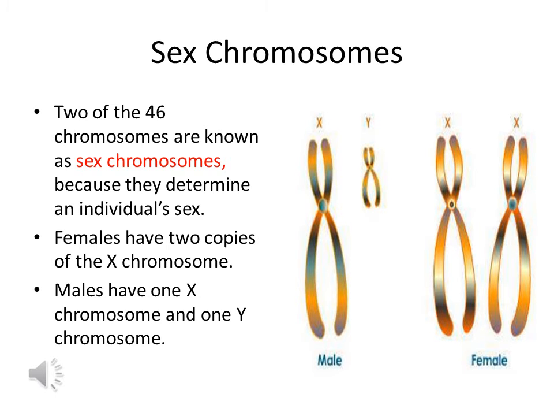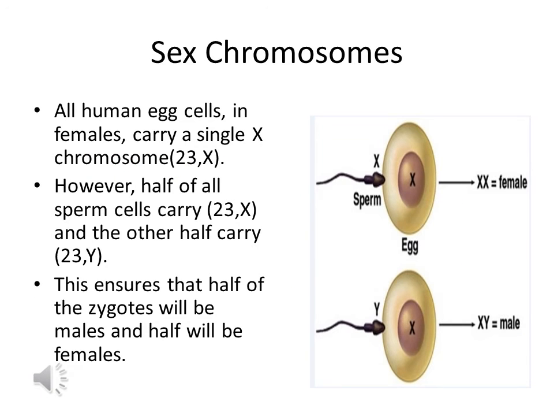Let's move on to discuss sex chromosomes. 2 of the 46 chromosomes are known as sex chromosomes because they determine an individual's sex. Females have 2 copies of the X chromosome, as you see in the following figure, and males have 1 X chromosome and 1 Y chromosome. All human egg cells in females carry a single X chromosome, 23X. That means there are 23 chromosomes, among them is the sex chromosome X.